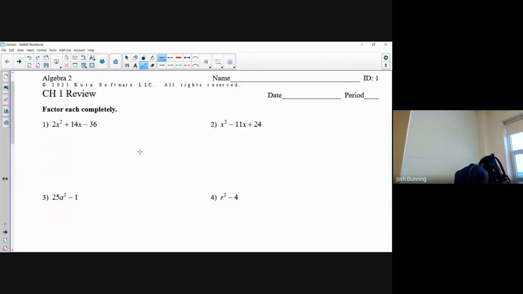Now on number 1 here, it says factor each completely. Now that's a hint: each completely, there might be more than one step. And if you notice on the first one, a 2, a 14, a 36, those are all odd.